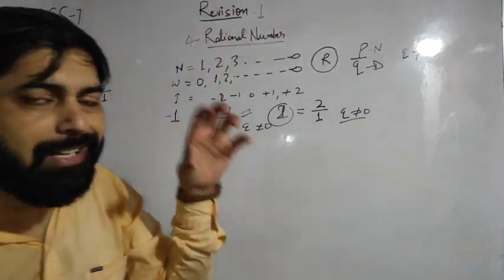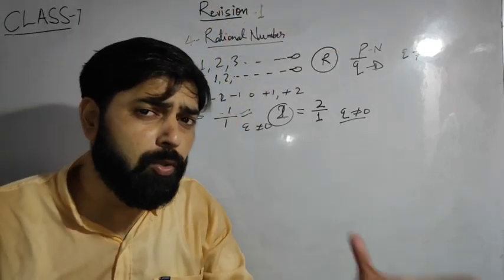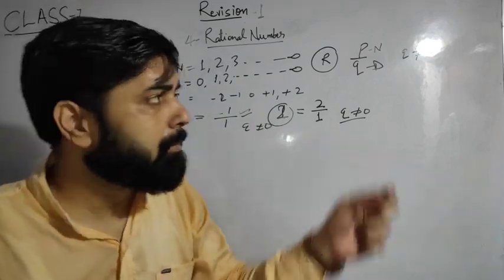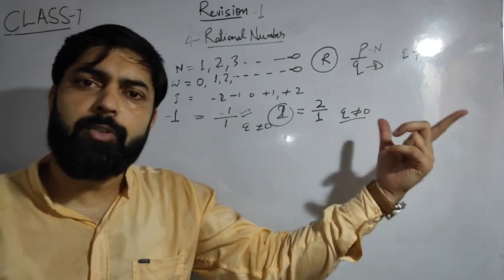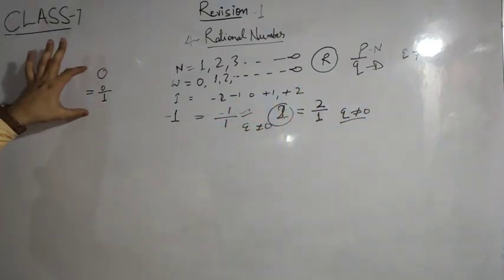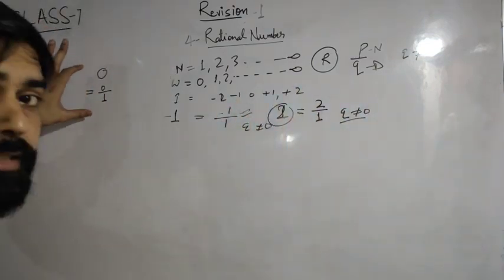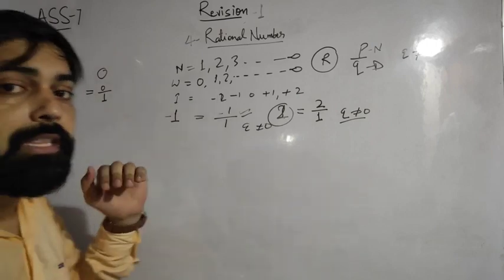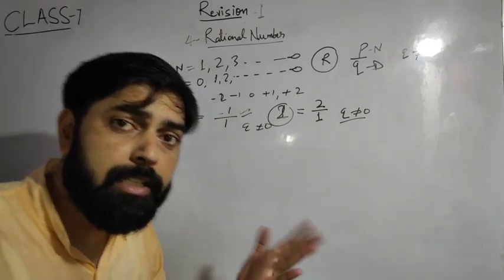If any number you can write in the form of P upon Q, that number is known as a rational number, where Q is not equal to 0. So 0 is what? 0 is a rational number because we can write 0 in the form of P upon Q.